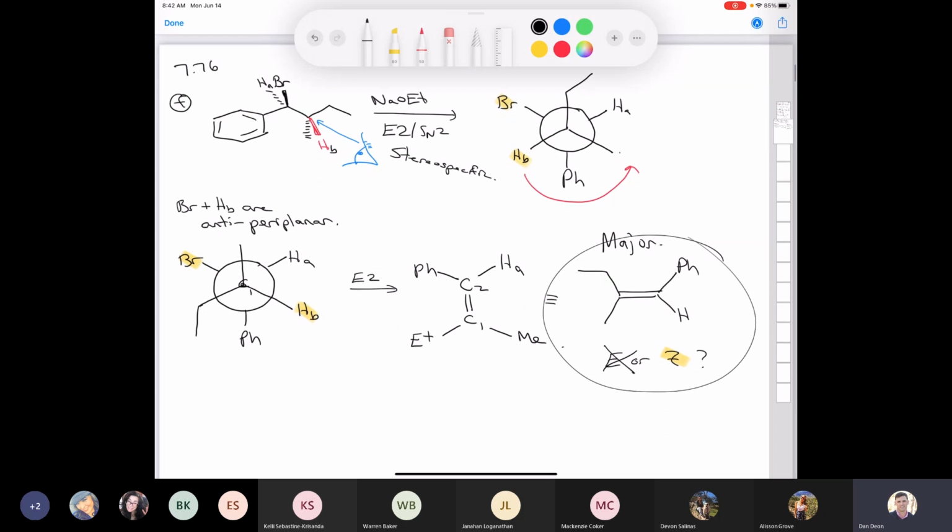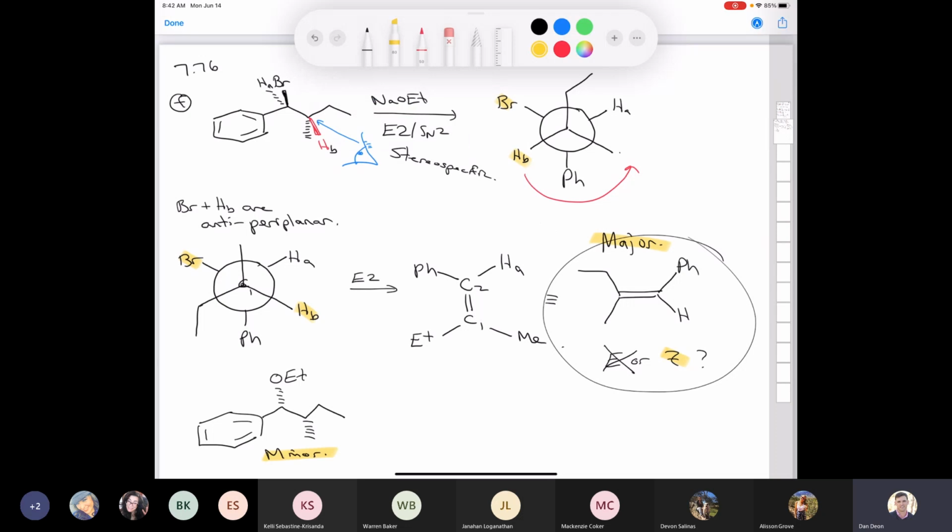but we're also going to get some substitution. So we'll just draw that like this. We have our aromatic ring, we have our carbon chain, and we're going to end up with some of this. There we go. So this will be our minor product, which is the result of the SN2 reaction. We identified the major product and the minor product.